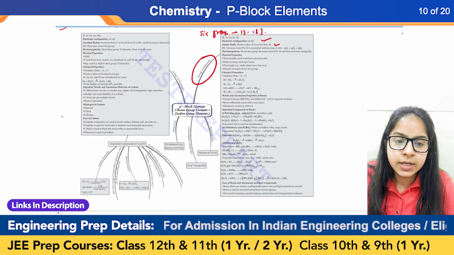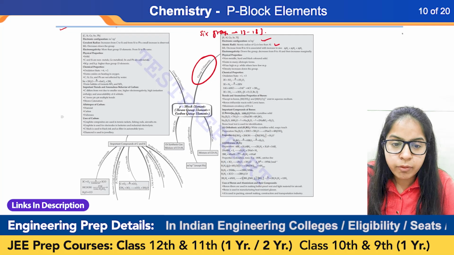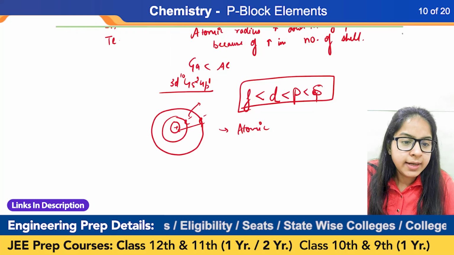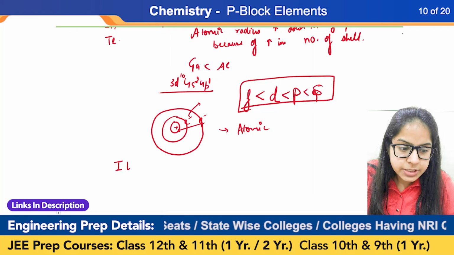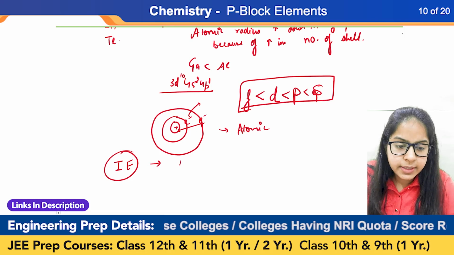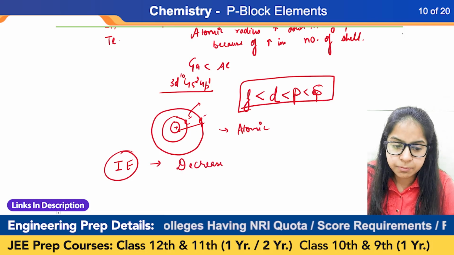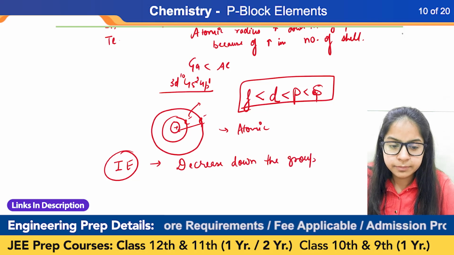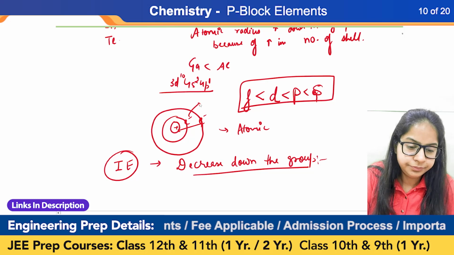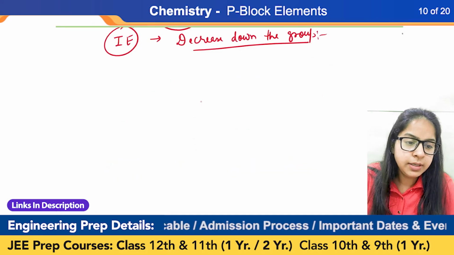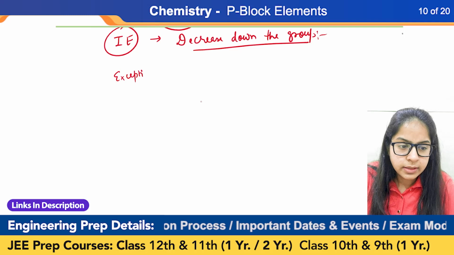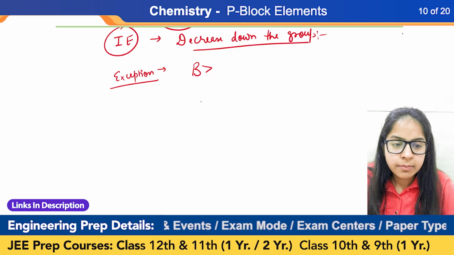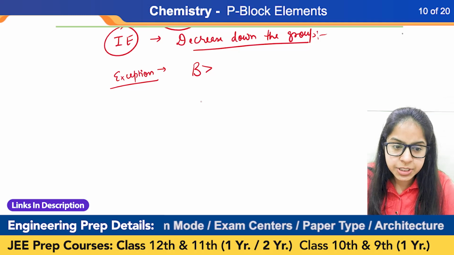Now the next trend is the ionization energy. The ionization energy decrease from boron to aluminium is associated with increase in size. Ionization energy decreases down the group. But here is an exceptional case: firstly, boron has higher ionization energy.